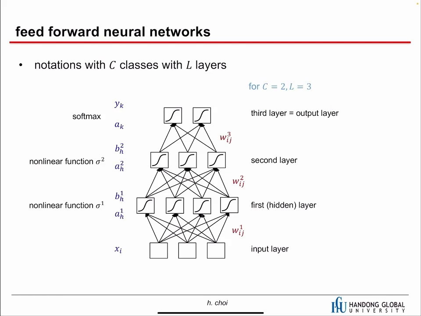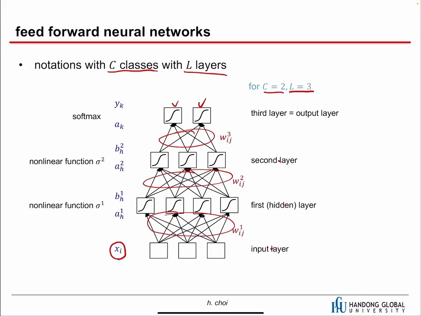We assume that we have C classes with L layers. So in this figure, we have 2 classes, which means we have 2 output nodes, and then we have 3 layers. In this graph, we have the input layer and the first, second, and third layers. So it looks like we have 4 layers, but you can just focus on layers 2 and 3.